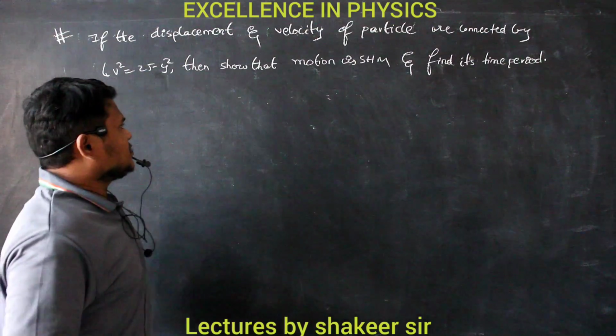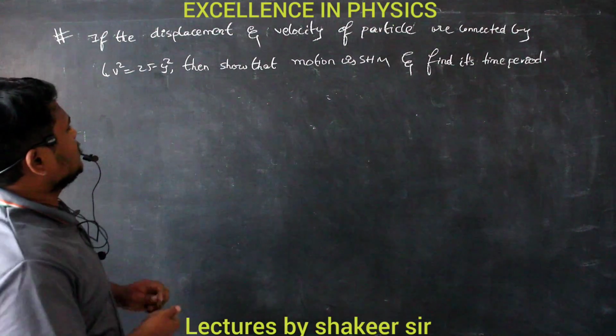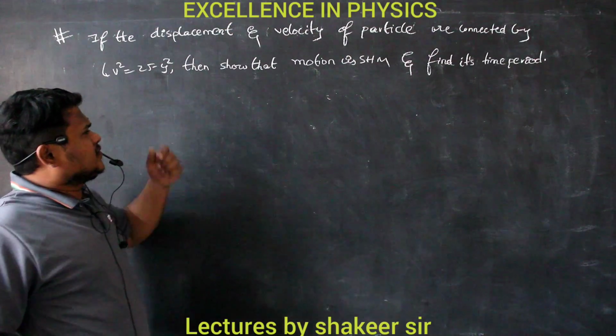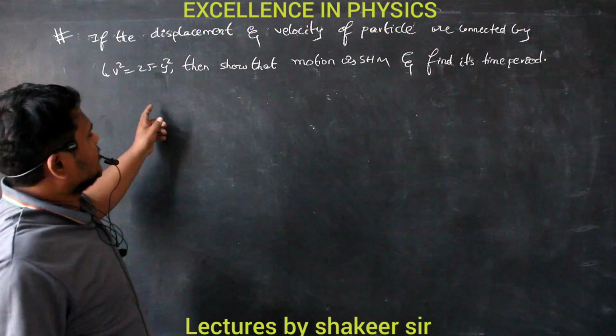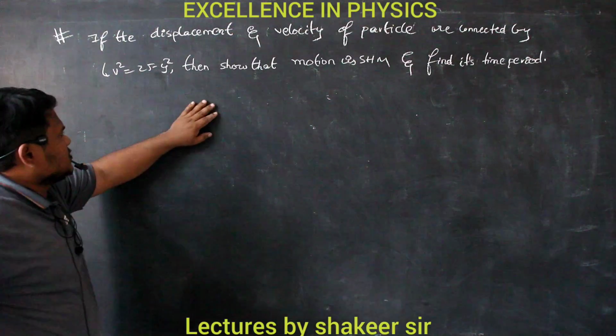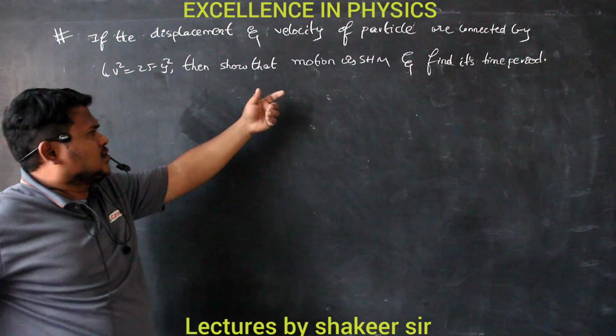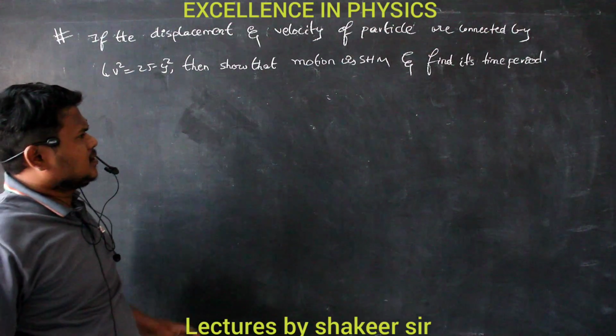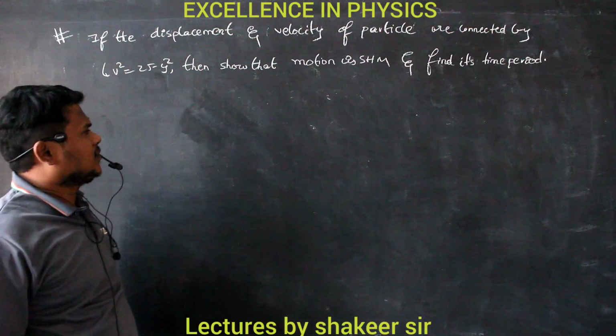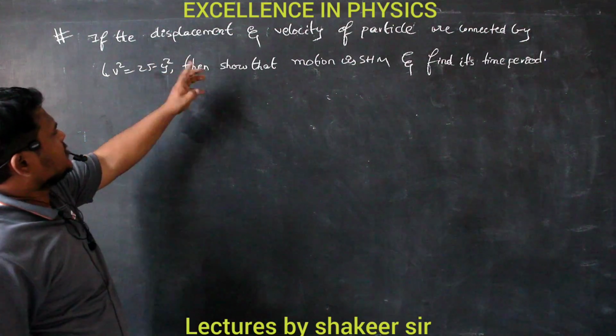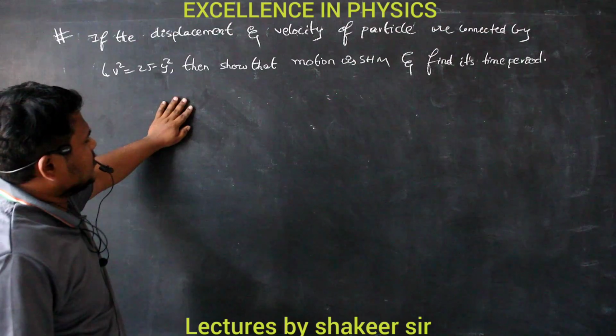Now let us see this question. If the displacement and velocity of a particle are connected by this relation, 4v² = 25 − v², then show that this motion is SHM and find its time period. Clear? So again here, displacement and velocity are connected to each other.